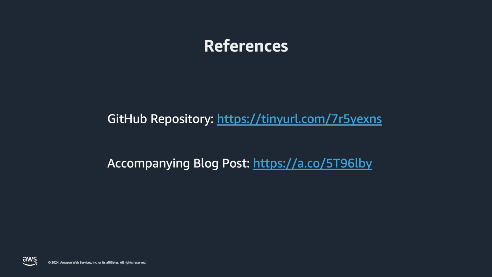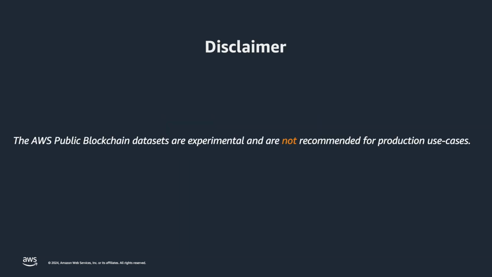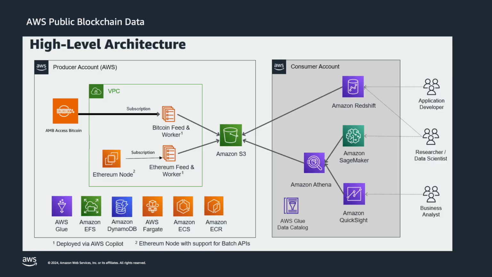As a disclaimer, the AWS Public Blockchain datasets are experimental and they are not recommended for production use cases. For the Ethereum and Bitcoin datasets, we deployed an architecture to extract, transform, and load blockchain data into a column-oriented storage format that allows for easy access and expedited analysis.